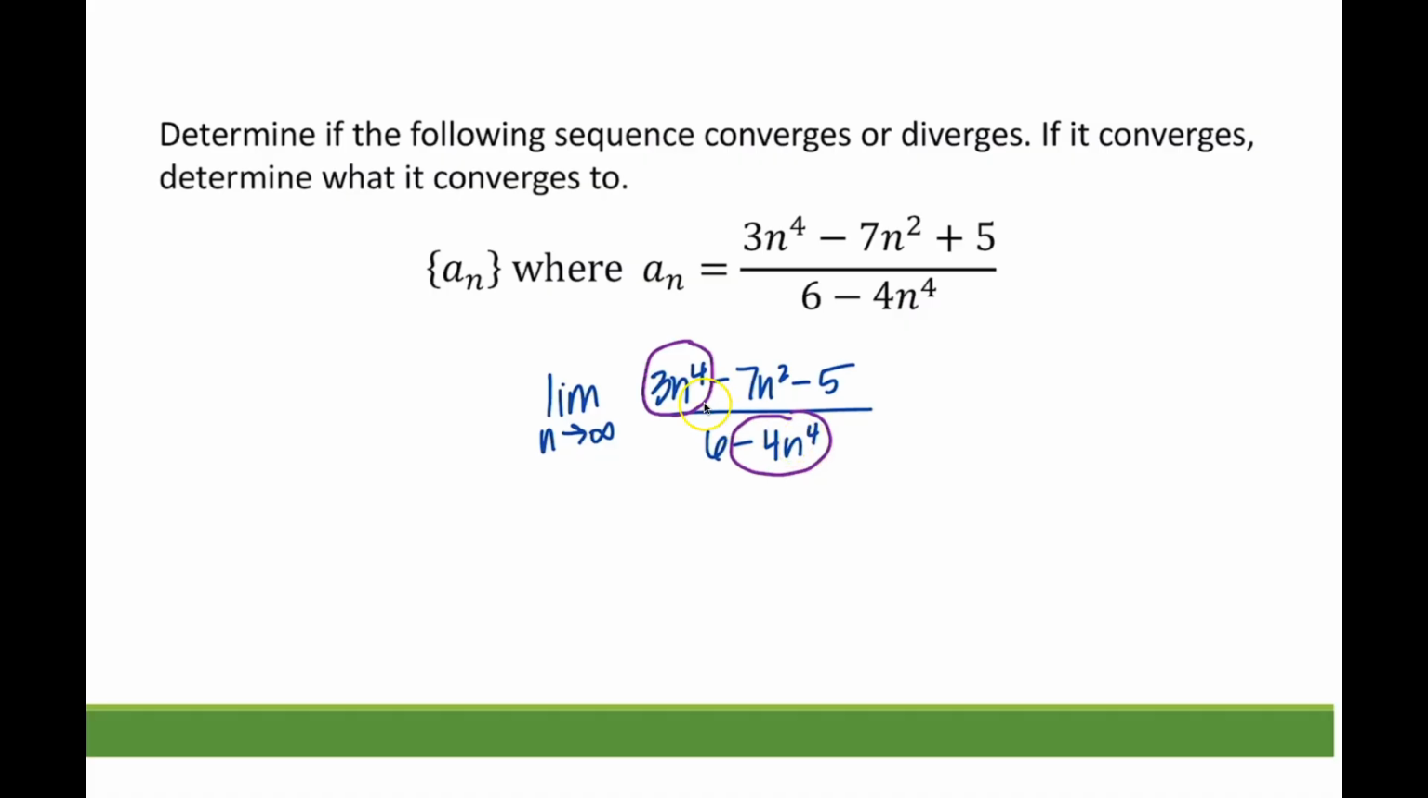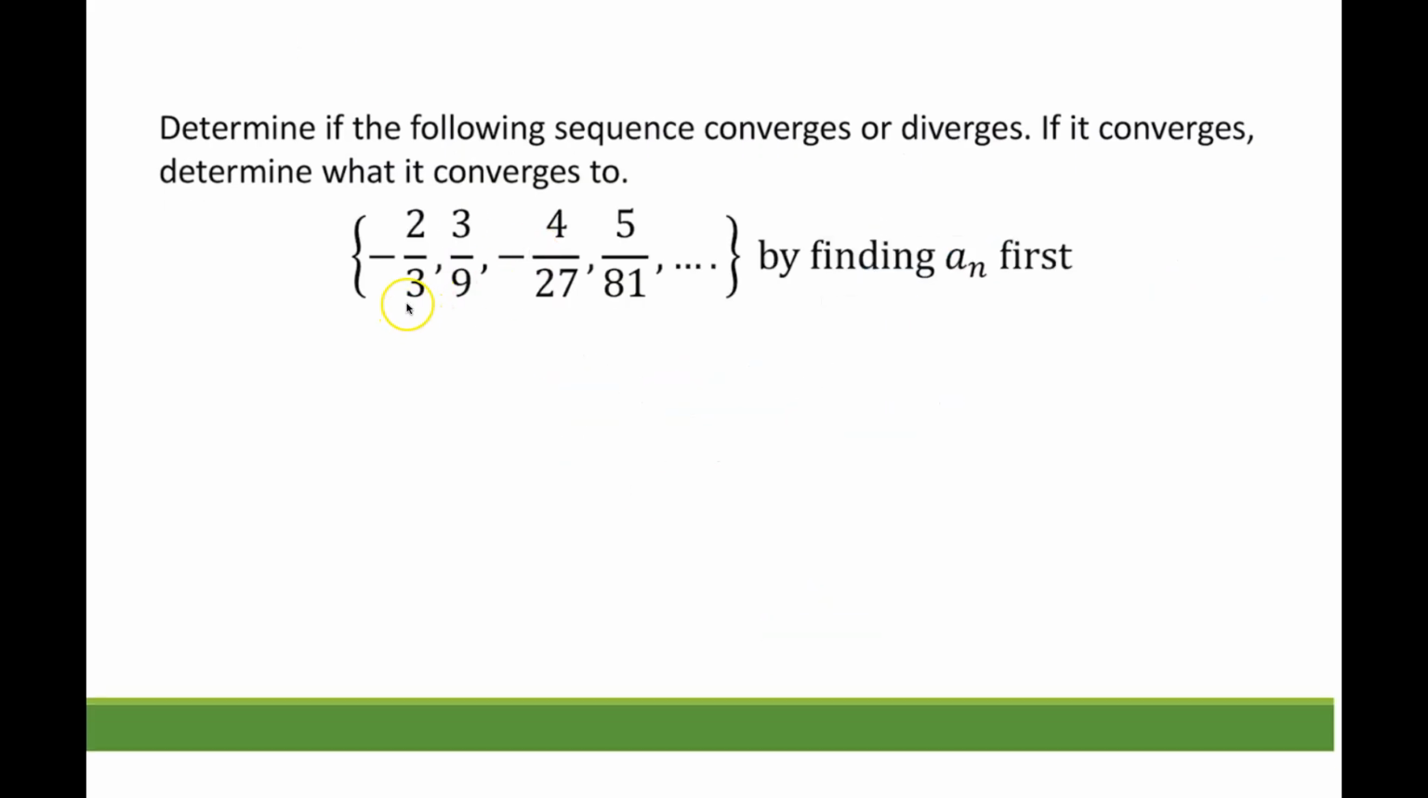So we're looking for the highest power. And since they are the same degree, towards infinity, we can just take their coefficients. Towards infinity, those smaller terms don't really matter. And n to the fourth, they are the same degree, so we can just take their coefficients to be negative 3 over 4. And that is a real number. So because it's a real number, we know that this sequence converges, and it converges to negative 3 over 4.